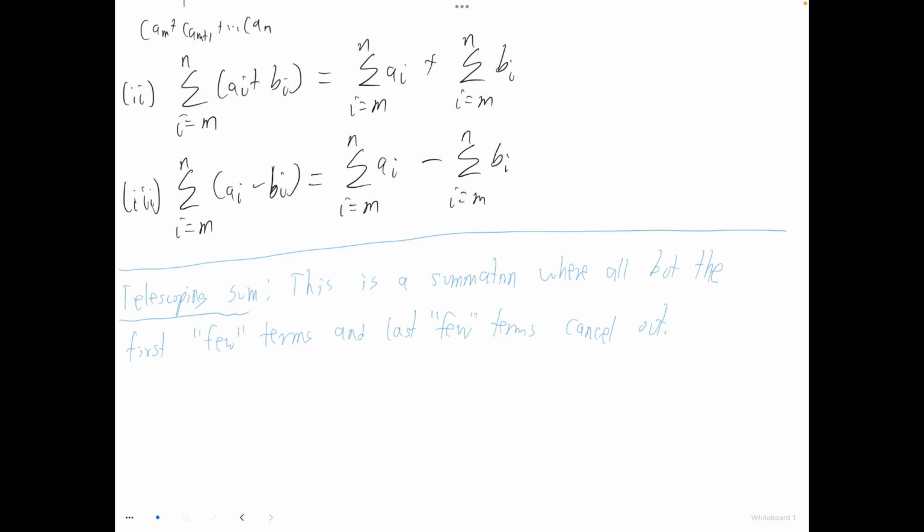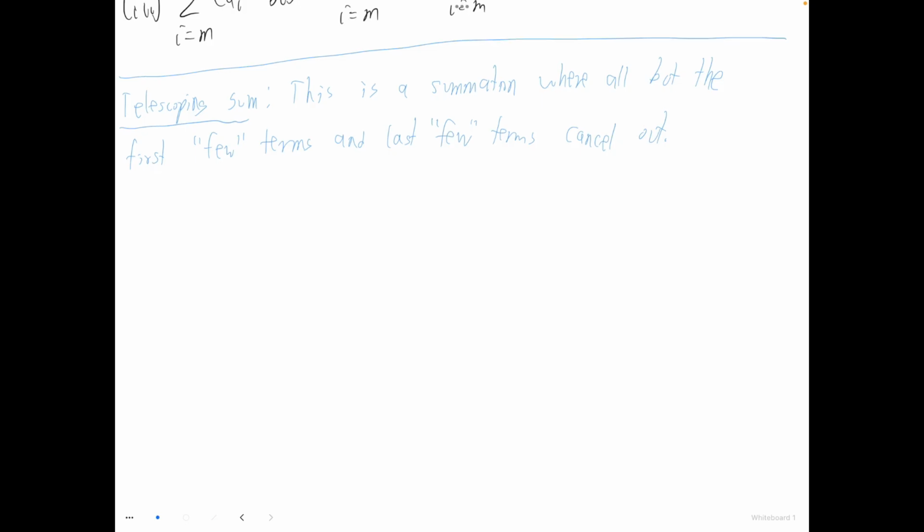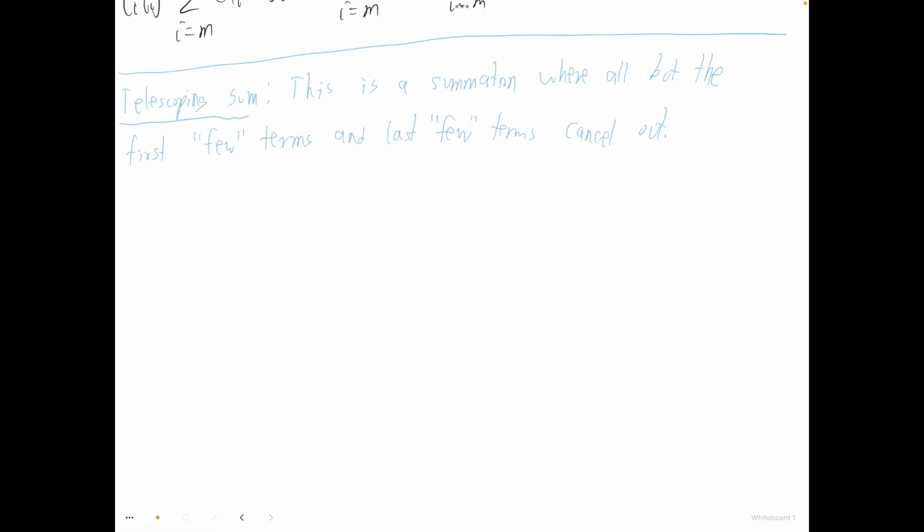The name comes from the idea of a pilot's telescope. You can think of it like you can collapse it in or expand it on itself just by pulling it in and out. That's kind of the idea, is that we will expand the whole thing out and then we're going to collapse it in on itself to get a small thing that we can compute. And so an example of this is if we look at the sum from i equals 1 to n of i to the fourth minus i minus 1 to the fourth.